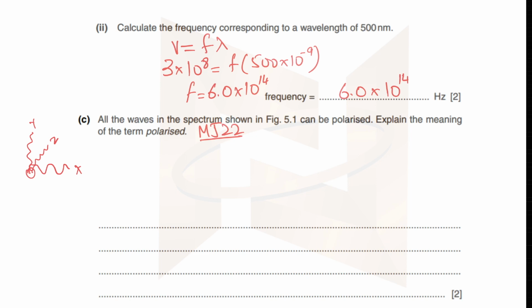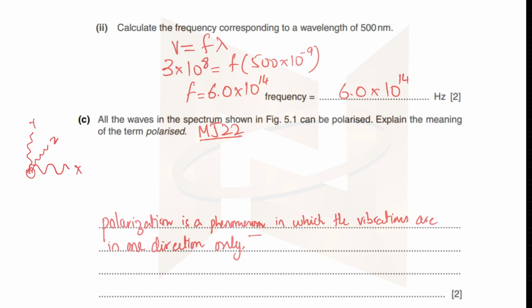And let's look at the answer now. Polarization is a phenomenon in which the vibrations are in one direction only. They are perpendicular to the direction of energy transfer. And now let me explain with the help of a diagram.